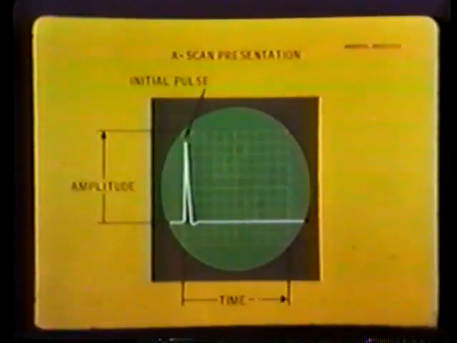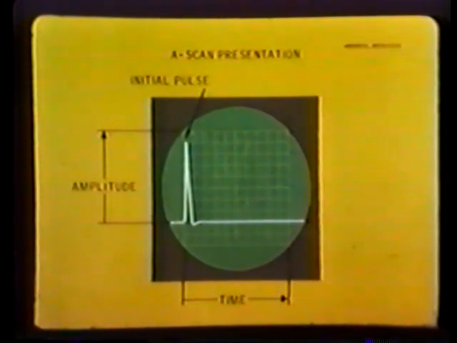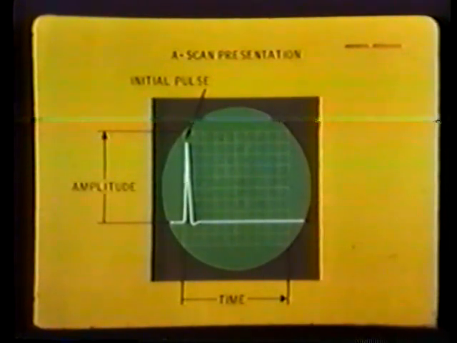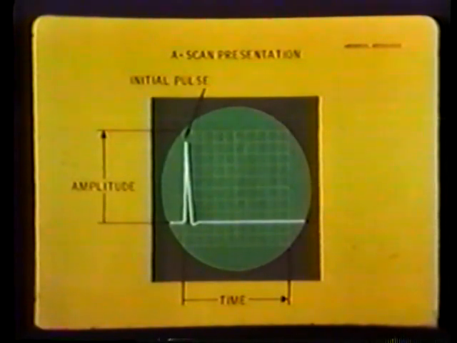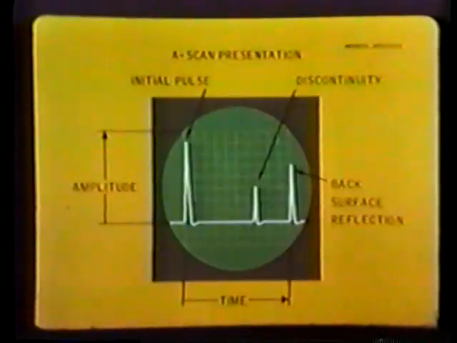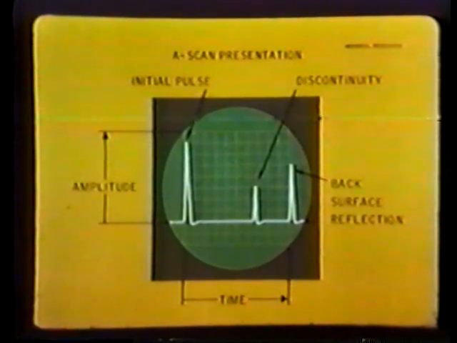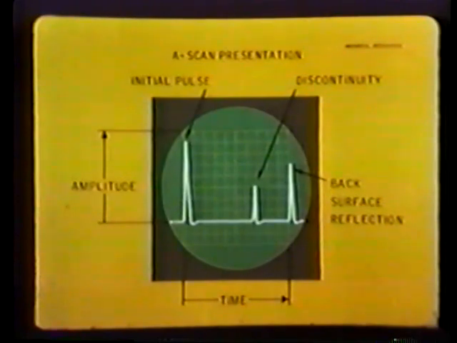The initial pulse, or main bang, is the first sharp rise or pip appearing at the left side of the screen. It represents the start of the time base, the precise instant the pulsar applies an electrical pulse to the transducer. In contact testing, it also indicates the front surface of the specimen. An echo from a discontinuity, interface, or boundary always appears to the right of the initial pulse. The more time it takes for an echo to reach the transducer, the farther it appears to the right.